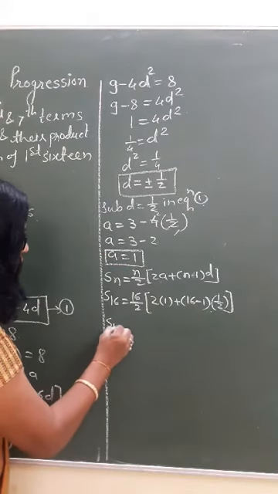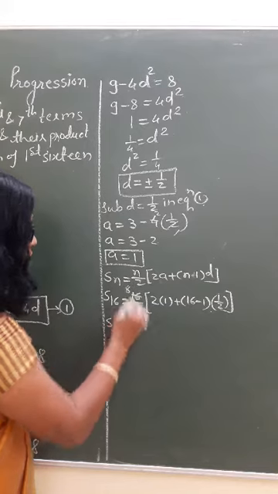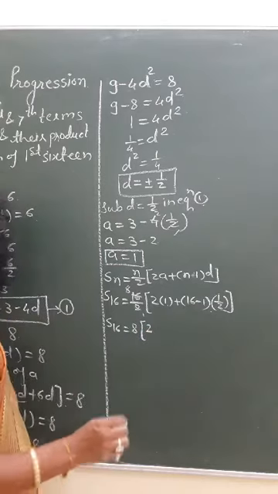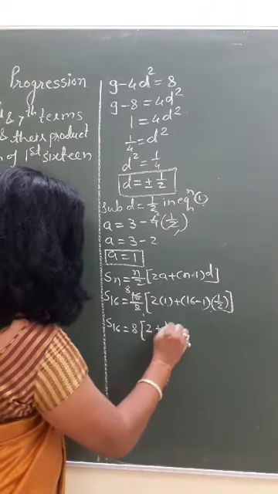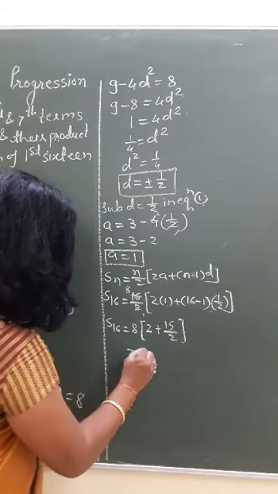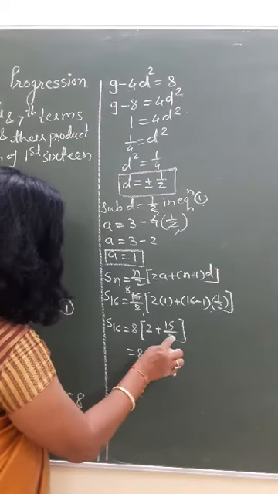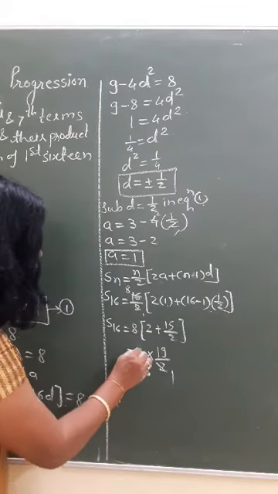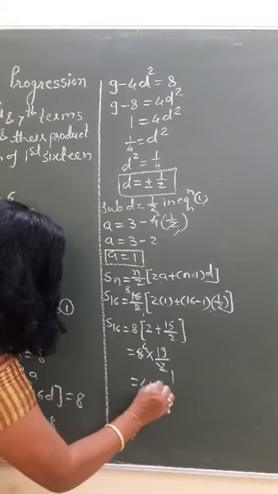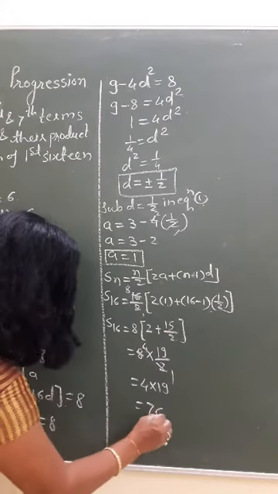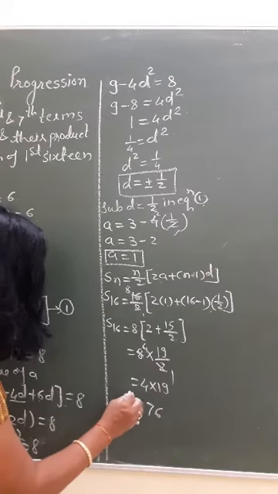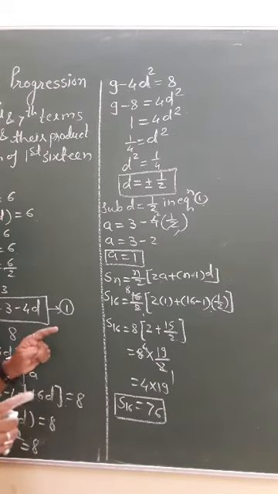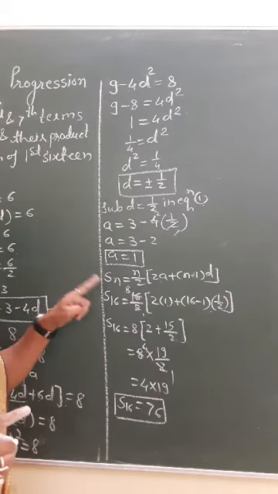Okay. So for S16 we get 2 1s are 2, 8 2s are 16... here it is 2 1s are 2, and 16 minus 1 means 15. 15 into 1 by 2 means 15 by 2, and if we do the sum, 4 plus 15 is 19 by 2. 2 4s are 8, and we get 4 into 19, that is 76. We get 76, that is the total sum of 16 terms, when D is equal to 1 by 2 and A is equal to 1.